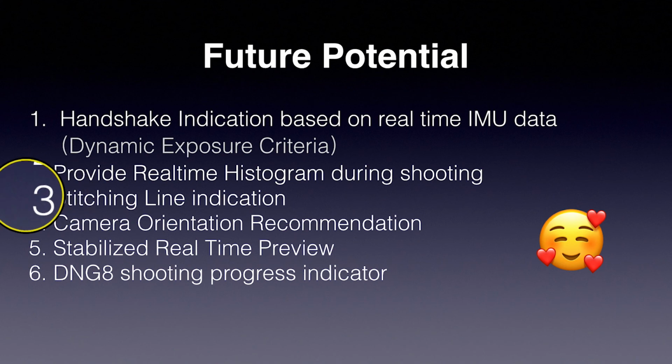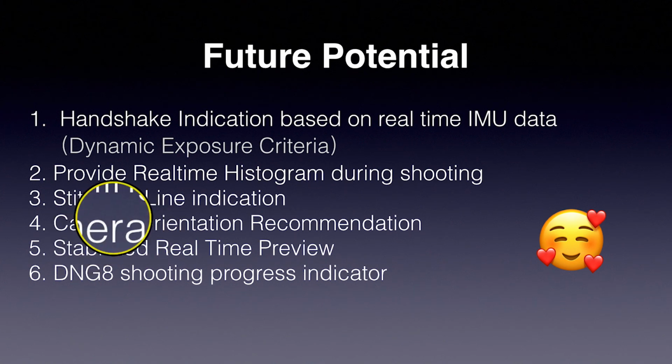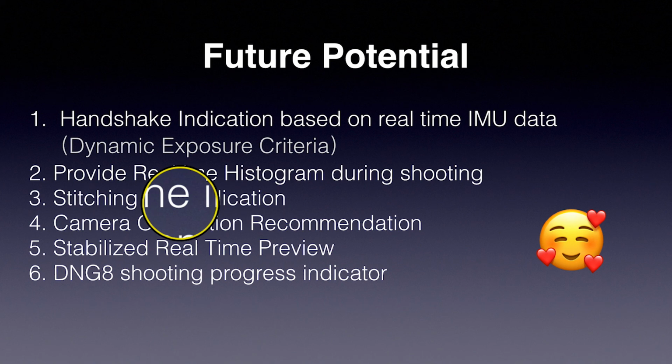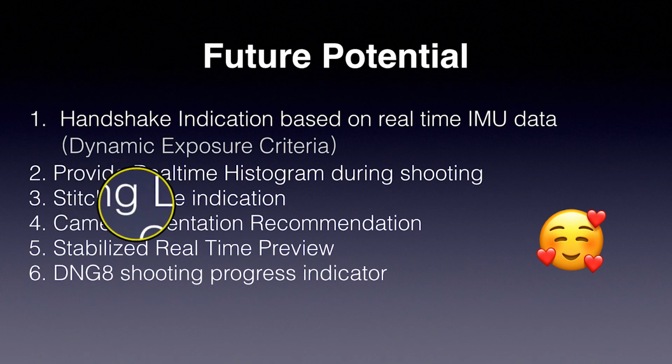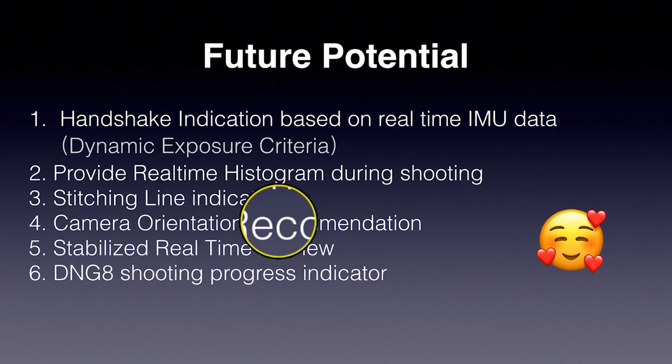Yes, and the fourth one has the same meaning: the camera orientation recommendation. It's the same as the stitching line indication. In the third one, the stitching line indication, the users have to make the judgment. But the fourth one, camera orientation recommendation, means the camera could recommend where to put the stitching line, so that you can change the camera orientation to the perfect angle and get the perfect shot.